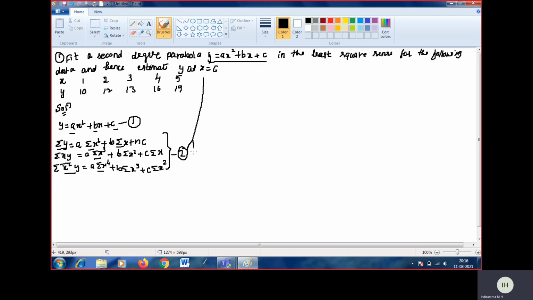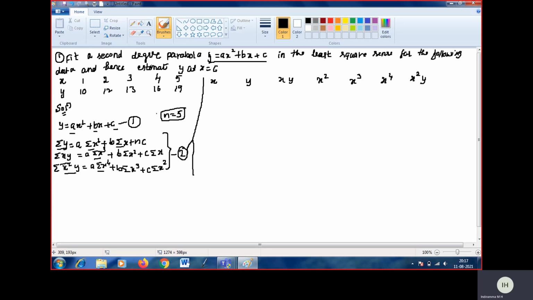Okay, we have to construct the table consisting of x, y, xy, x square. Then we want x cube also. We want x to the power of 4 also. So then we want x square y. So this is required. Okay. So from this we have n. N is 1, 2, 3, 4, 5. So n is equal to 5.